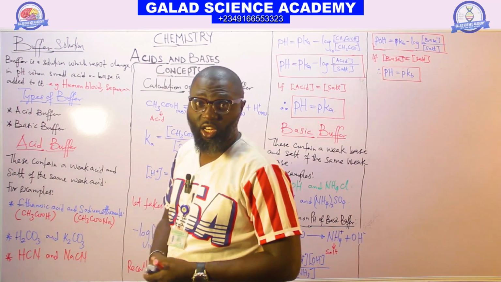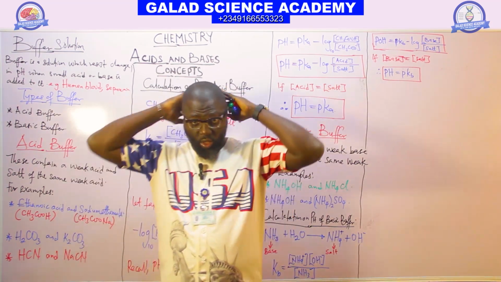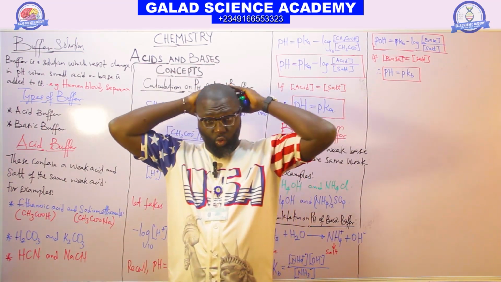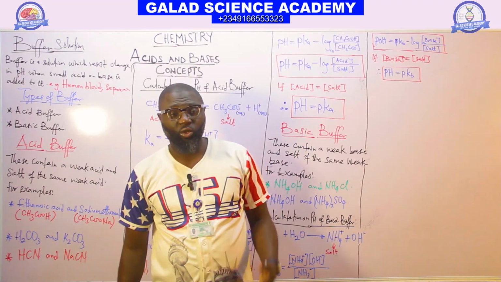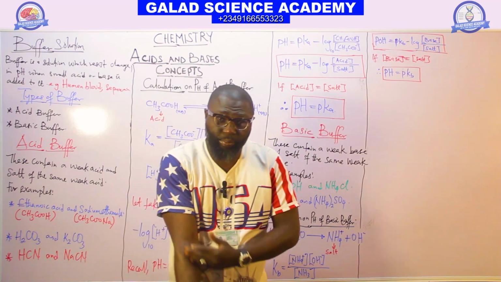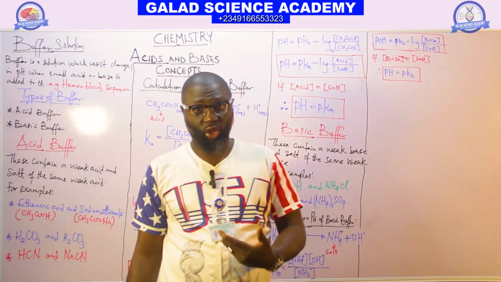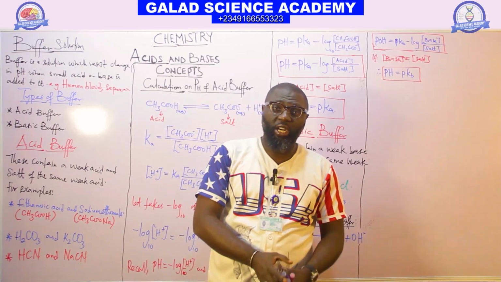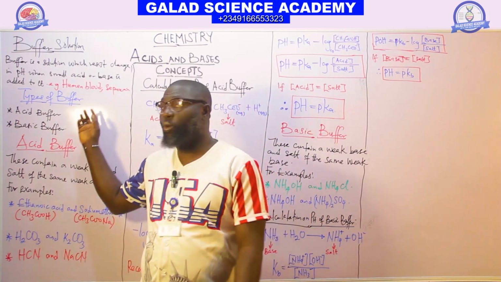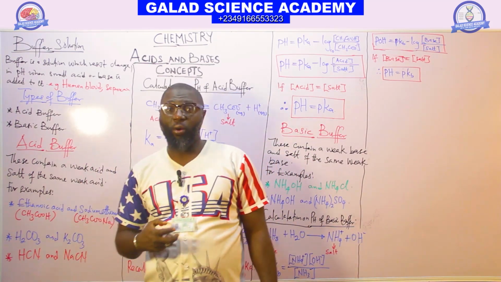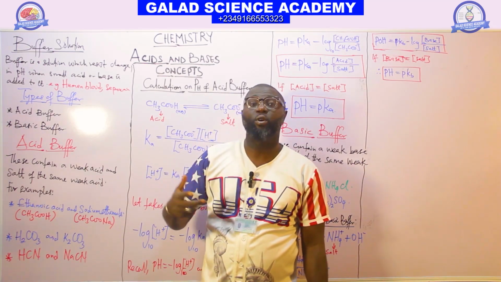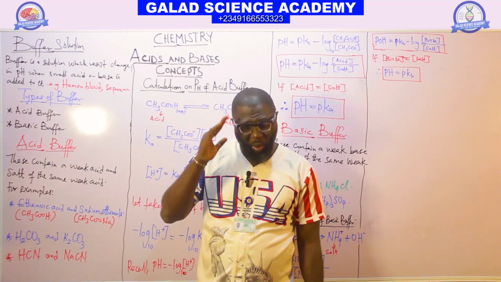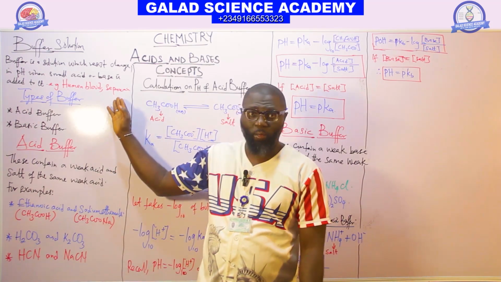The shampoo that we ladies use to wash our hair is also a buffer solution. The baby body lotion that we use to cream our baby is also a buffer solution. So those are the 3 common examples of buffer solution. But the common one and the easiest one is blood.